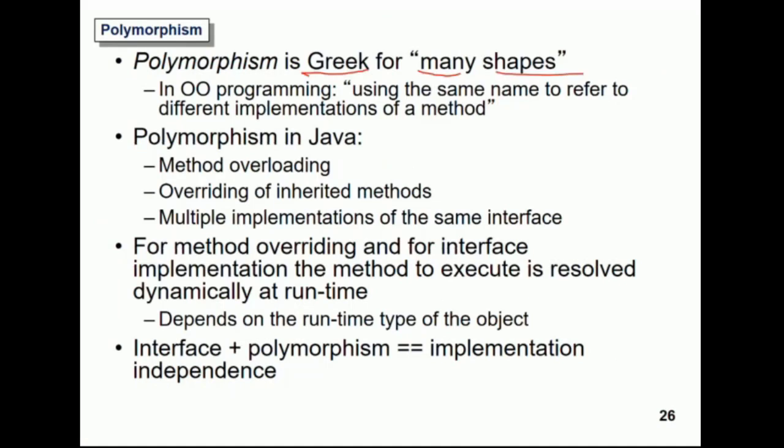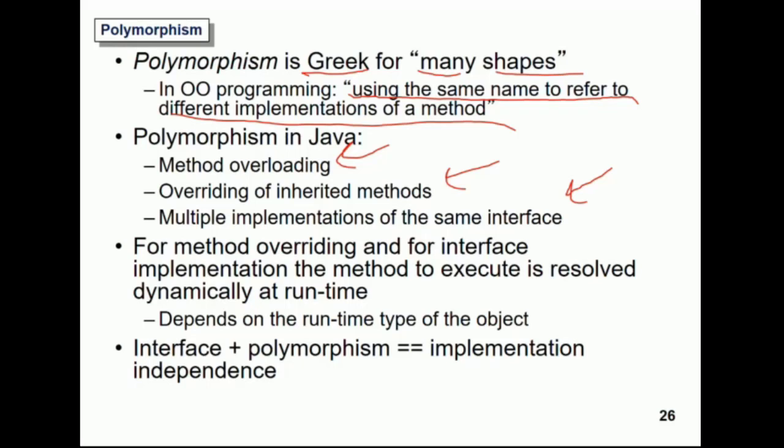So let's talk a little bit about polymorphism. In object-oriented programming, it means using the same name to refer to different implementations of a method. Okay, so that's the main meaning. So we're talking about method overloading, and we're talking about method overriding, which we already talked about. But it also means multiple implementations of the same interface. So you have a single interface, and you have multiple different implementations.